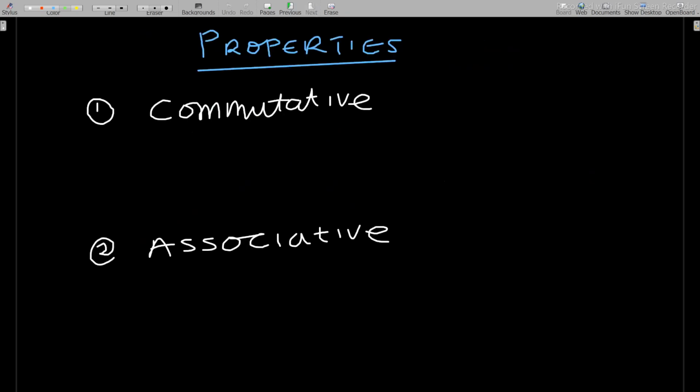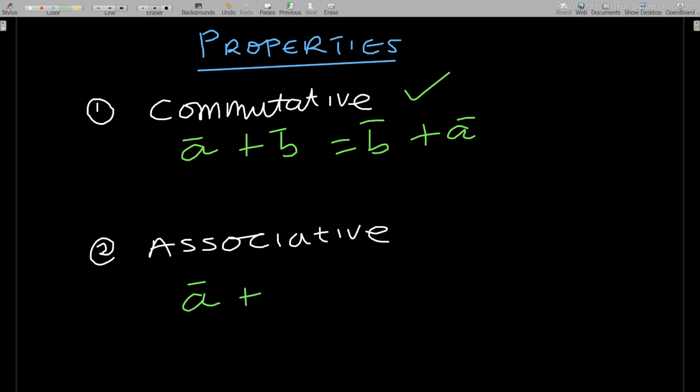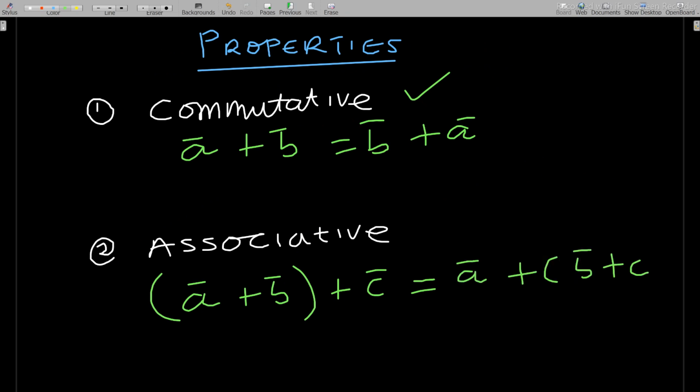We have properties of vector addition, and the first one is commutative, meaning vector addition is commutative. It means that vector a plus vector b is the same as vector b plus vector a, and associativity as well. So vector a plus vector b, plus vector c, is the same as vector a plus the sum of vector b and vector c. So any way you want to go, this is true.